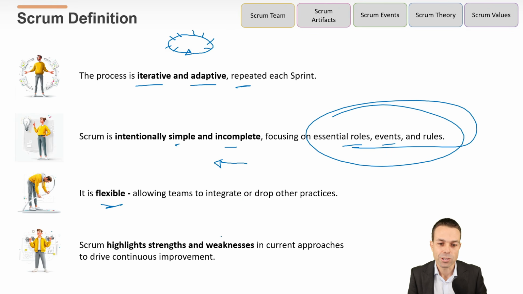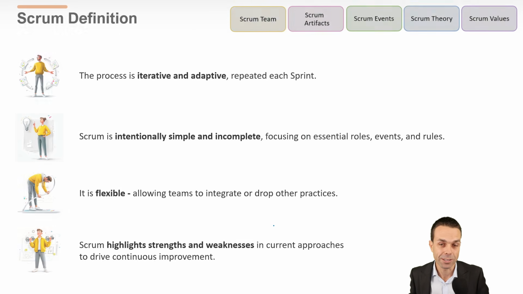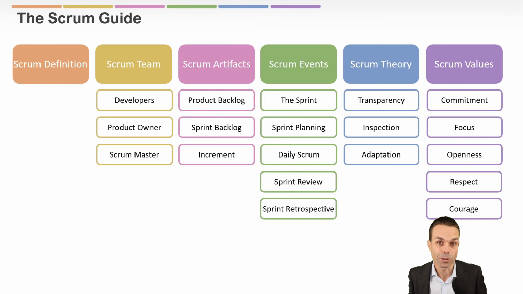Scrum highlights the strengths and weaknesses in its approach to drive continuous improvement through the retrospective, which we've already had a quick look at. As we can see, we improve our process every sprint. So we're always inspecting what we do to see if we need to improve or not. So that's the definition of Scrum, just briefly.